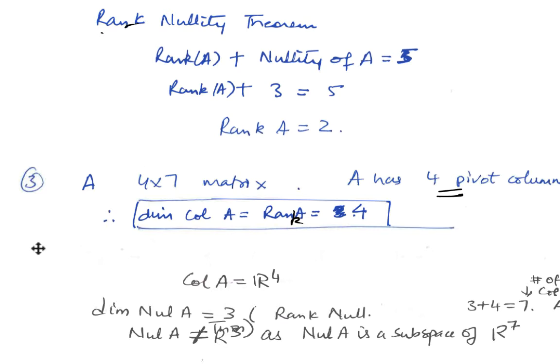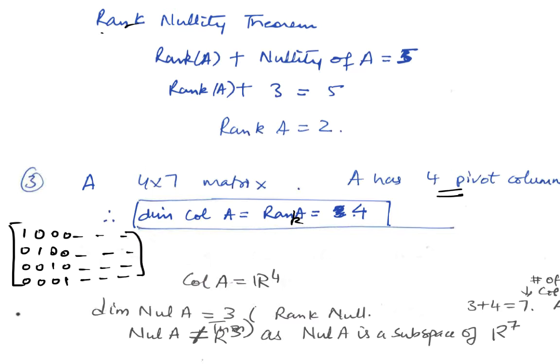Every time you have to think, what is it asking us? So this is very important. 4 by 7 matrix and 4 pivot columns. If I were you, I would actually create those 4 pivot columns, the easiest of all. Basically, these are the columns of the identity matrix of size 4. So it has 4 rows and 4 pivot columns. Now the rest can be anything, we don't care, because there are 7 columns. Do you see that? If it has 4 pivot columns, the number of pivot columns is the same as the rank of A, which is the dimension of the column space of A.